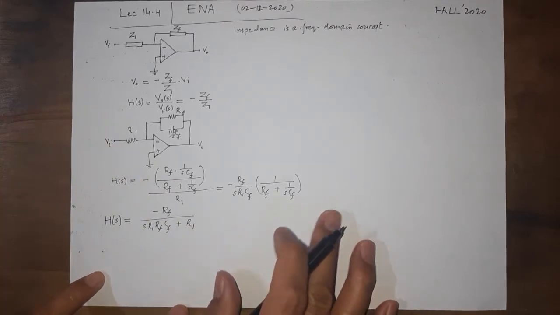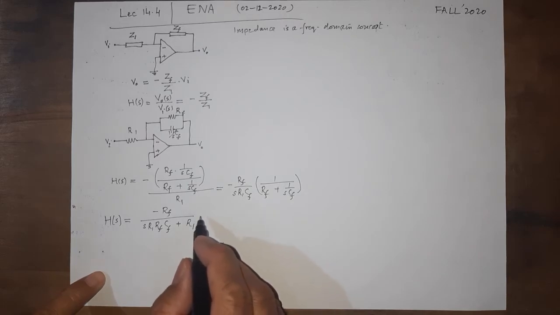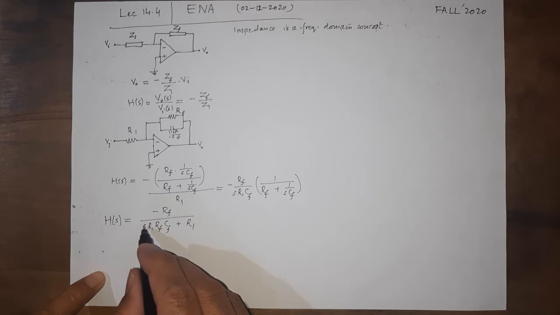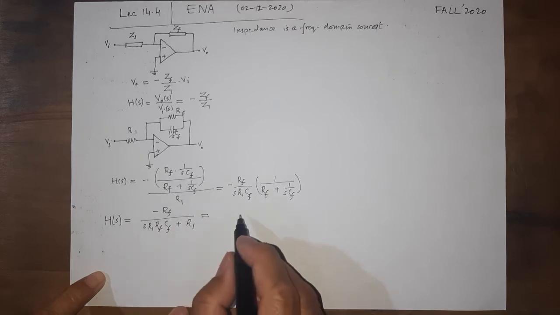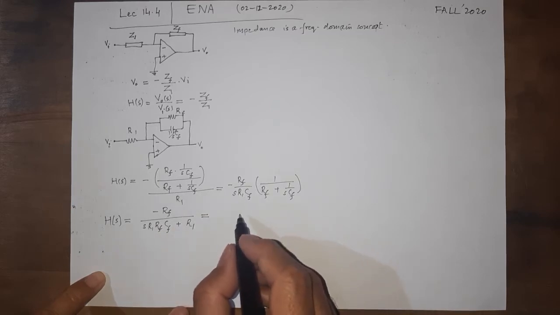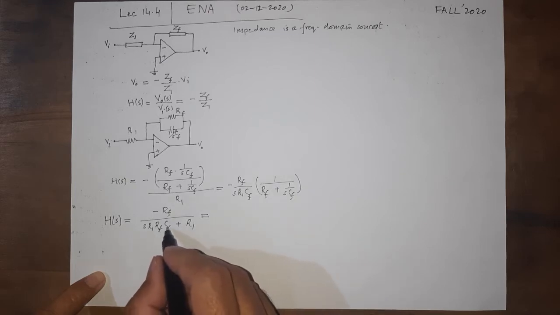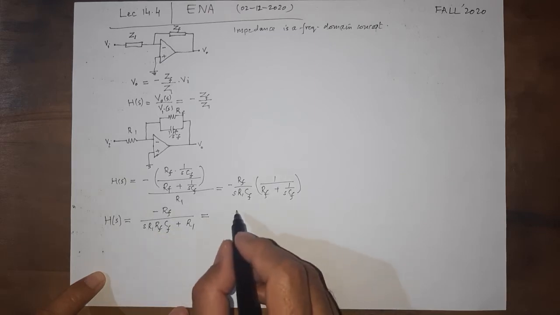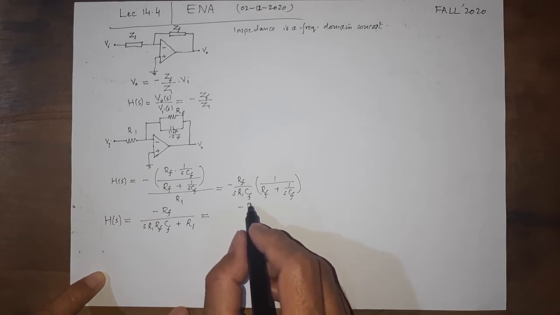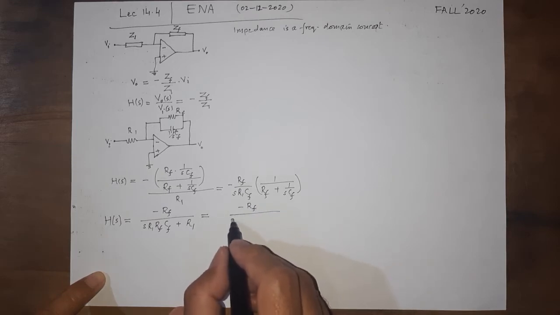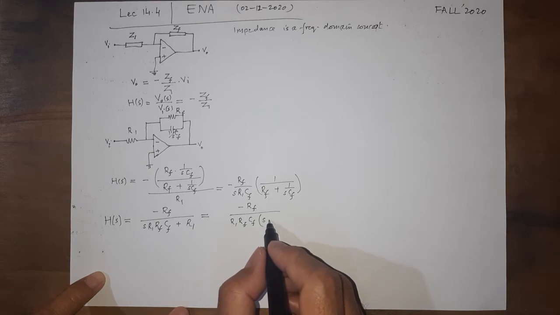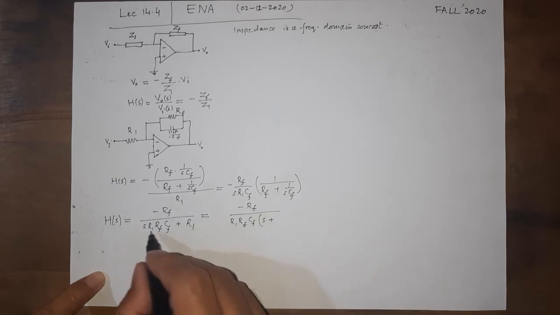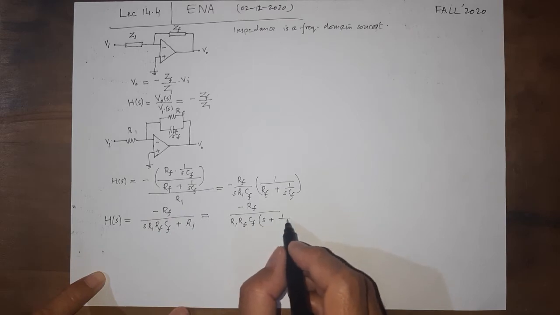Now I told you in one of the previous lectures that usually we try to write this S alone with a coefficient of 1. So if we try to do the same here, we are going to take R1 RF CF common, and we will get minus RF over R1 RF CF common, S plus R1 divided by R1 RF CF. So we are going to get 1 over RF CF.